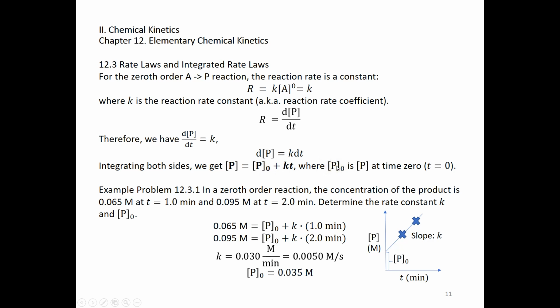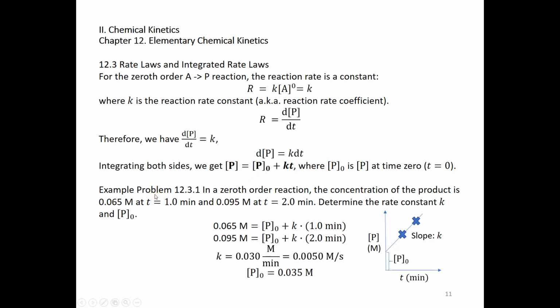That's it. Very often P naught is 0. Why would we have any product at the beginning of the reaction unless you put some product in the reaction system? And that's rare. So very often we have just P equals kt. But this is the more general equation.